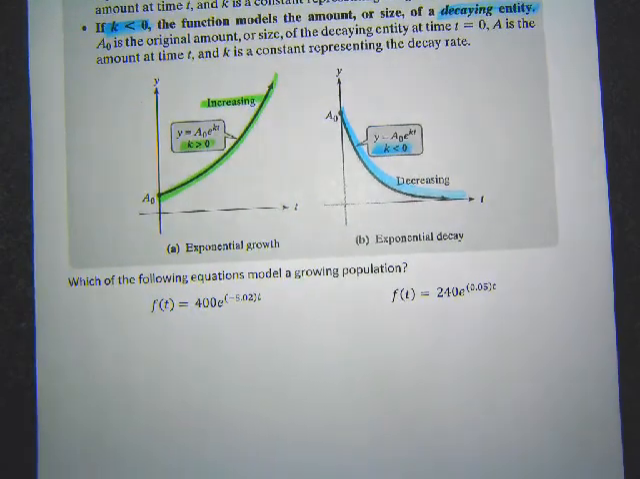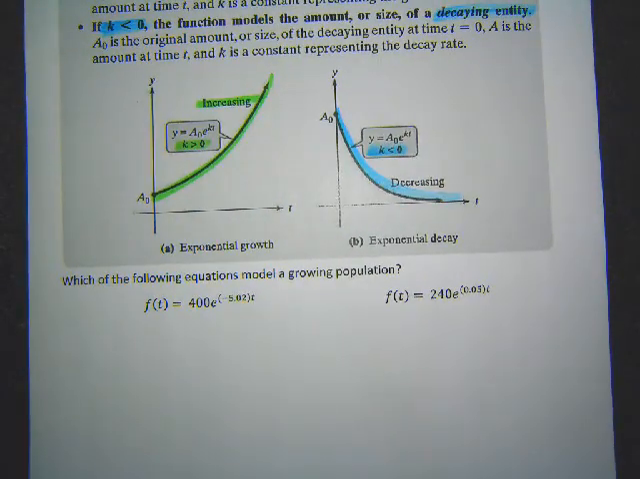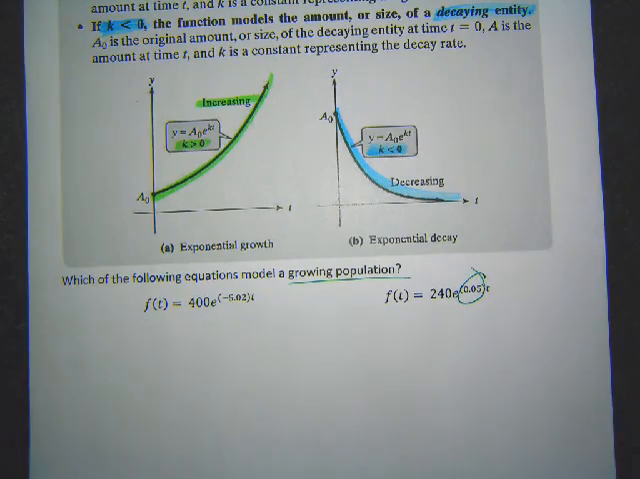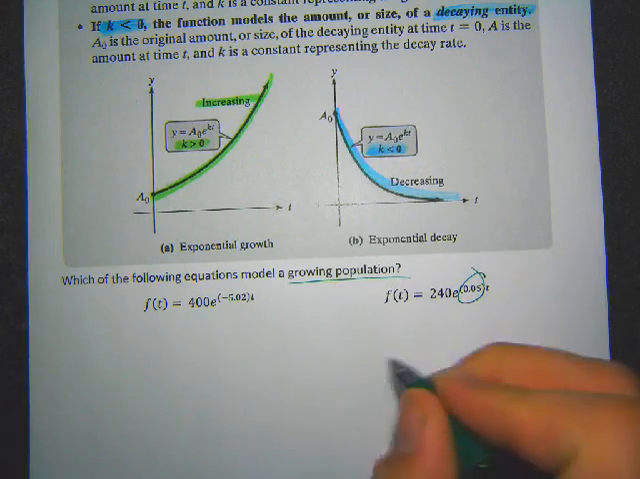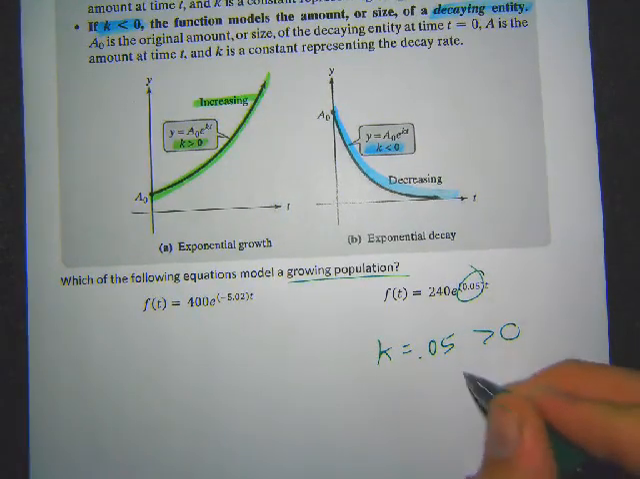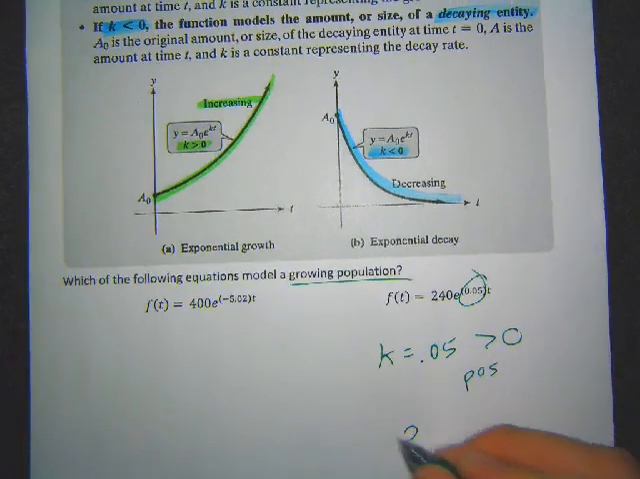First thing you should be able to do is identify which functions actually are growing populations. If I'm looking for a growing population, I'm really just looking for the k, the growth rate, to be positive. So that means that this is our growing rate, right? Here we have 0.05, so k is 0.05, which is bigger than 0. It's positive, and so this is a growth rate.